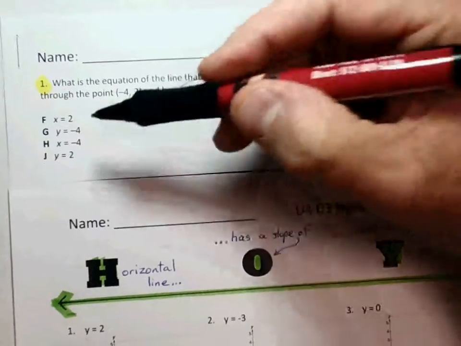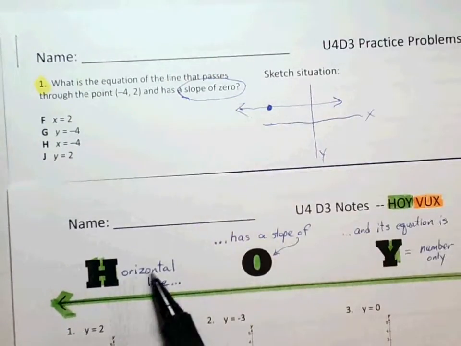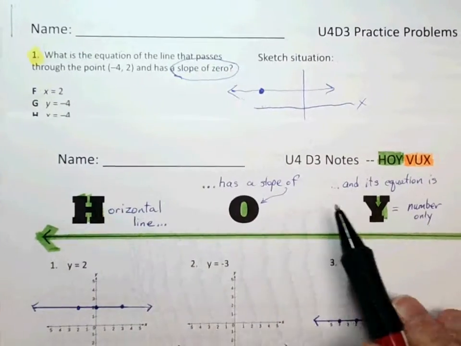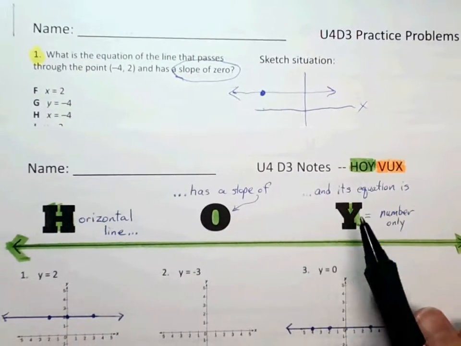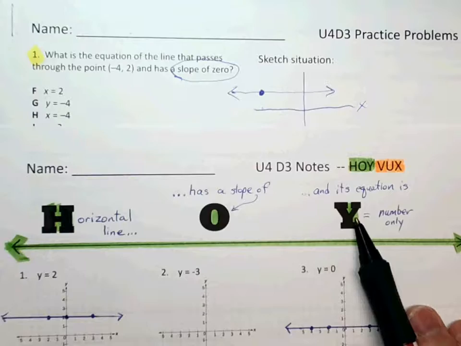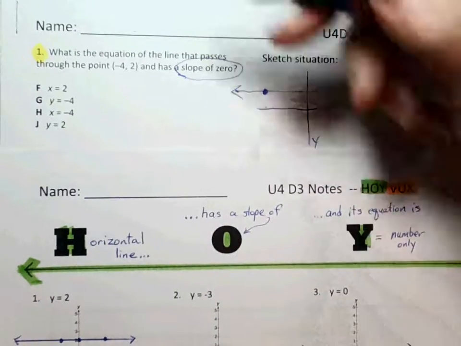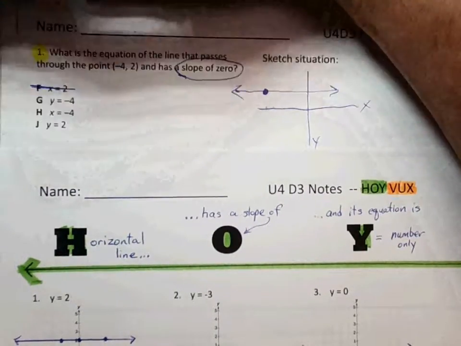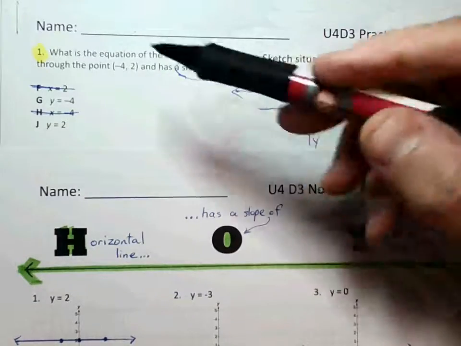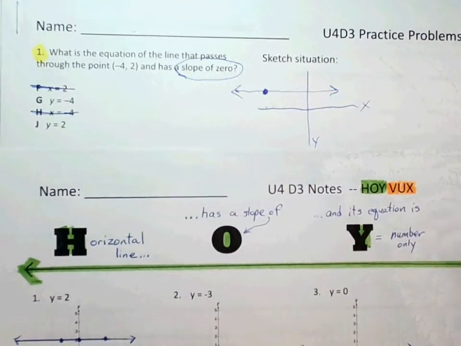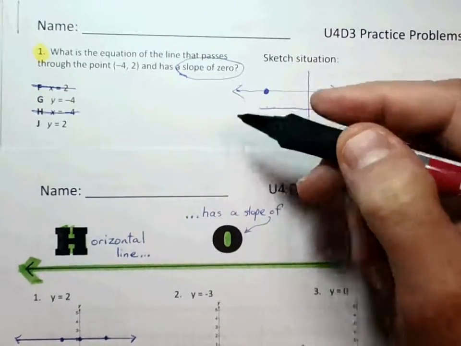Okay? So let's look at our equation. According to HOY, every horizontal line has an equation that starts with y. So I need to eliminate anything that doesn't have a y. So it's either G or J as my answer choices. So the question is, which one do I pick?